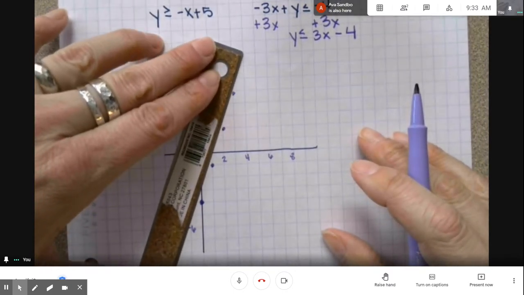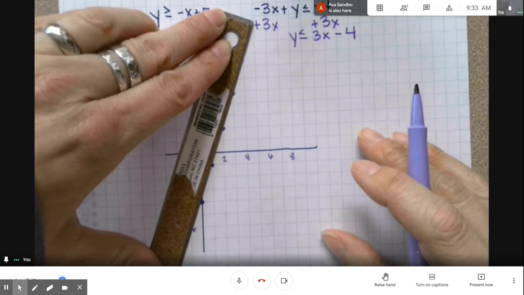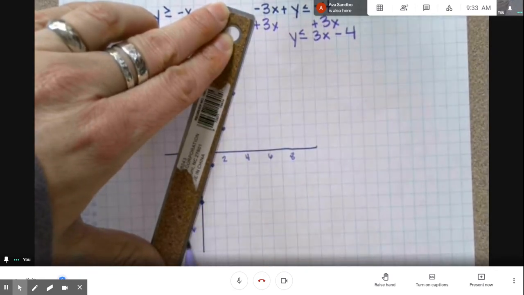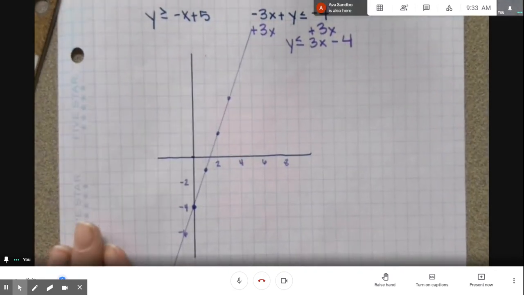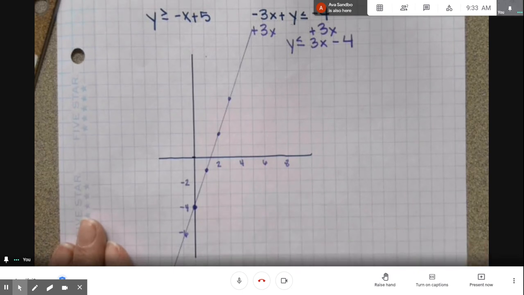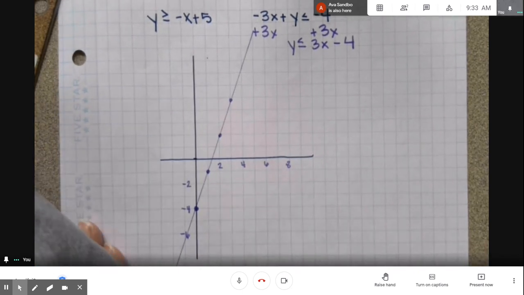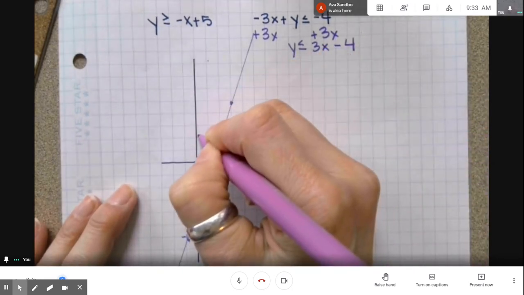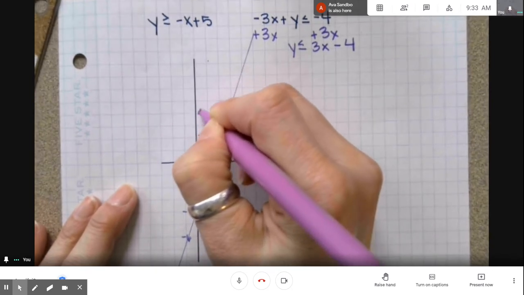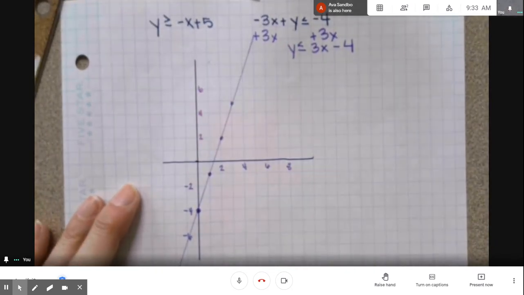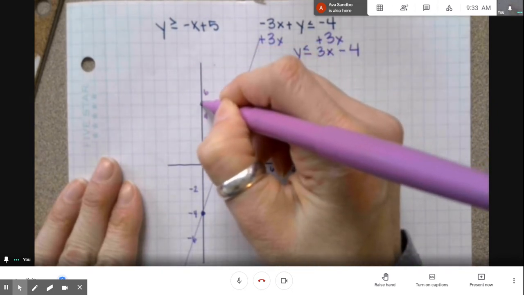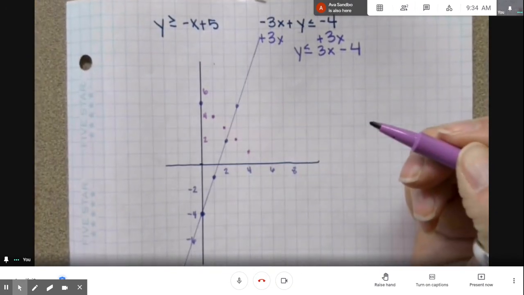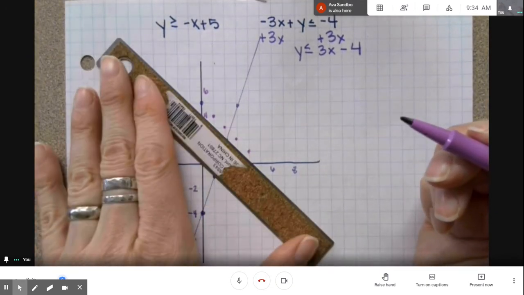Don't forget when you're graphing, you have to make those decisions about should the line be solid or dashed. Man, I know I'm going to regret using marker here. Always do. And these are both solid lines.